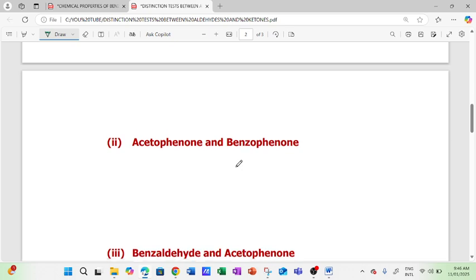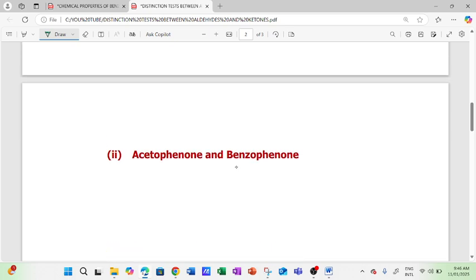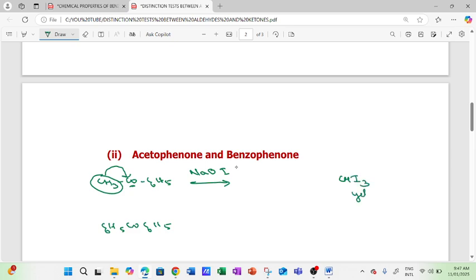Similarly, acetophenone and benzophenone. Acetophenone is CH3COC6H5 and benzophenone is C6H5COC6H5. Both are ketones, but the difference is the first one has a CH3 directly attached to the CO part. So it's a methyl ketone, and we can go for the iodoform test. So we add NaOI. During the reaction, the CH3 part will change into CHI3. Don't write CH3I.